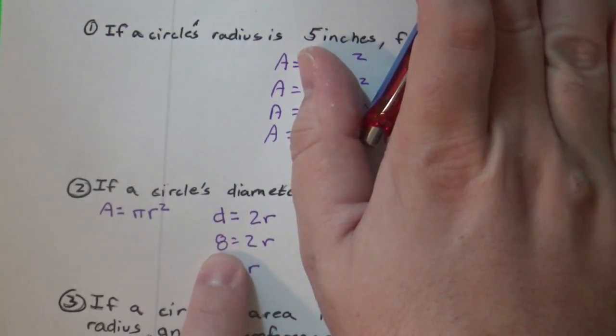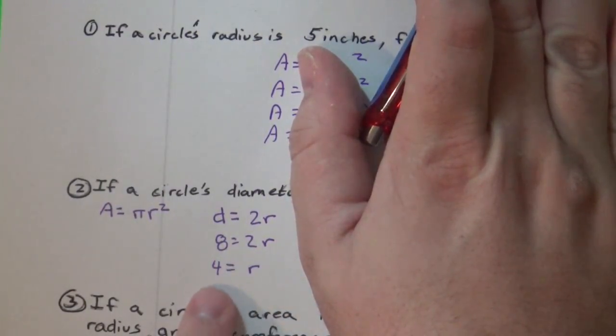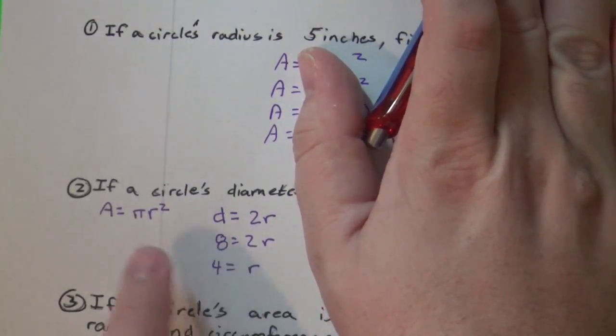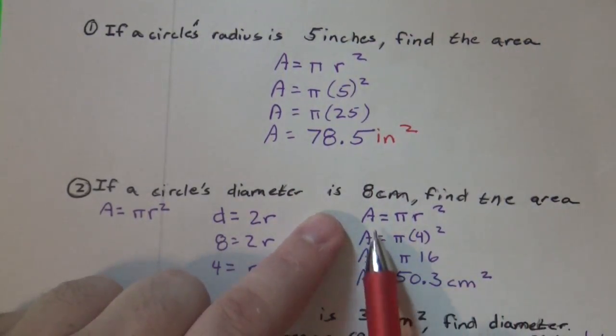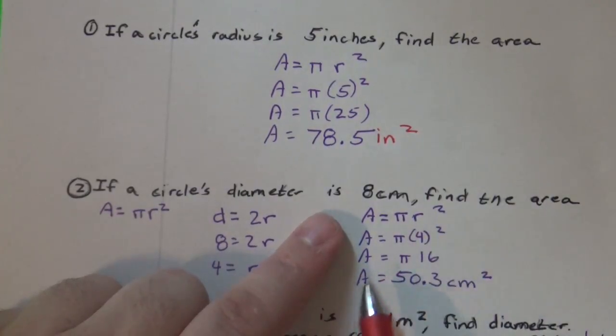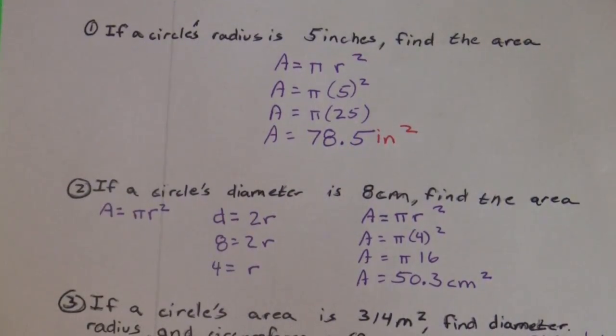Well, what was my diameter? My diameter was 8, and so I can find my radius now. That means that my radius is 4. Now that I know my radius, I can plug it back into this equation and solve. Area equals pi times radius squared. Plug in my 4, and I get pi times 4 squared. Pi times 16, because 4 squared is 16. Multiply this out, and I get 50.3 centimeters square. And I'll round it to the nearest tenth again.